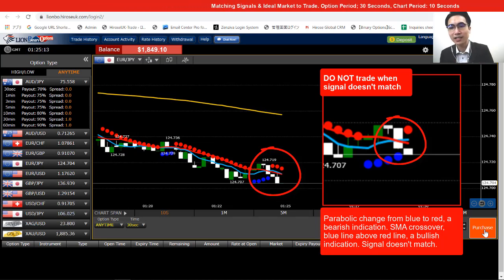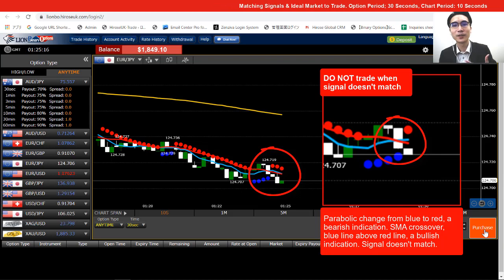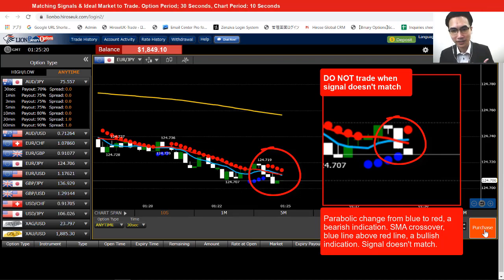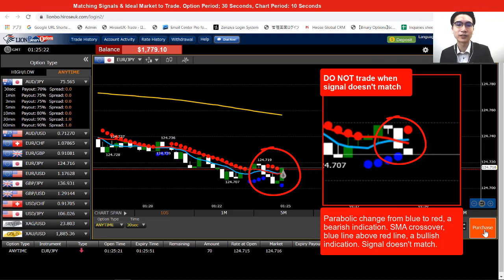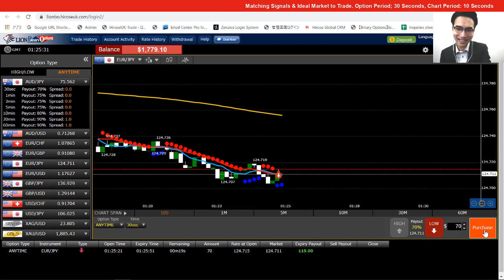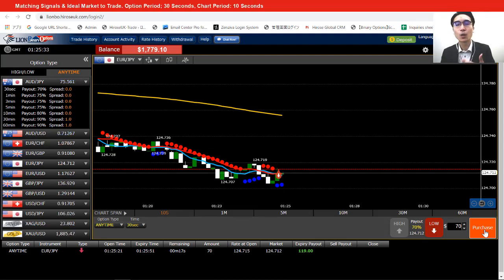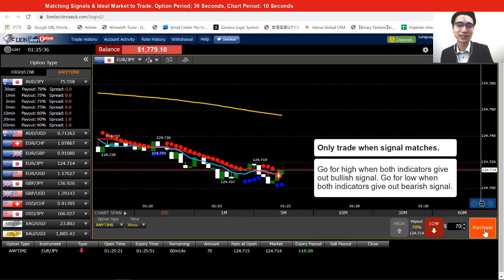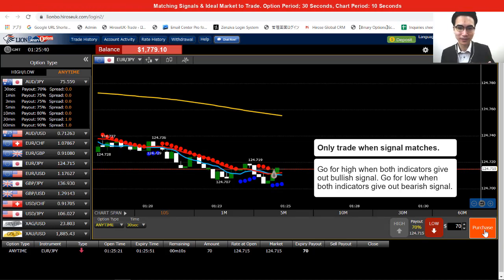So when you trade, you just need to keep your mind clear the whole time. You need to know that the signal from each indicator needs to be matched with each other. So now I opened a low option because now you see the color changes again, and when I open the option, the simple moving average actually shows a bearish indication, which is why I opened a low option there.